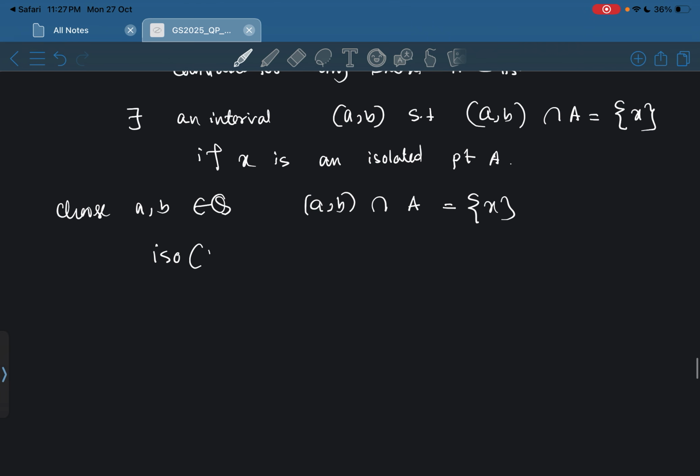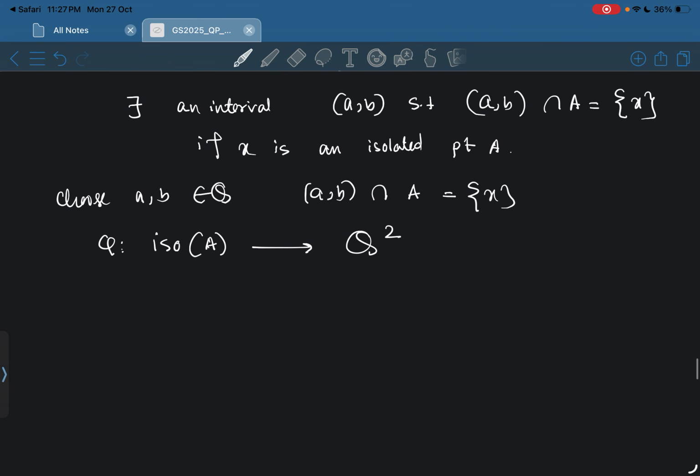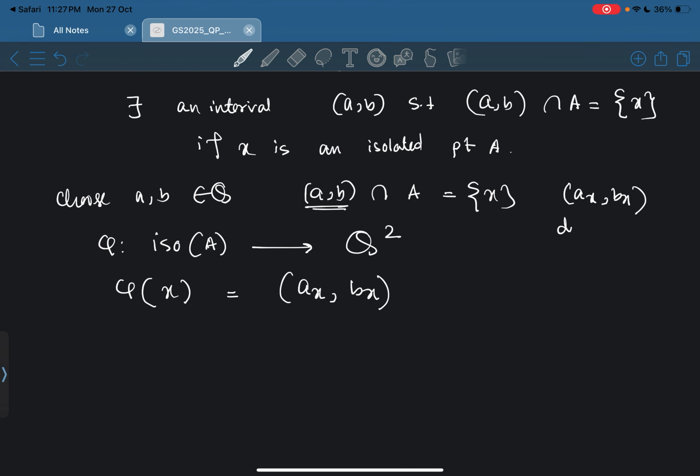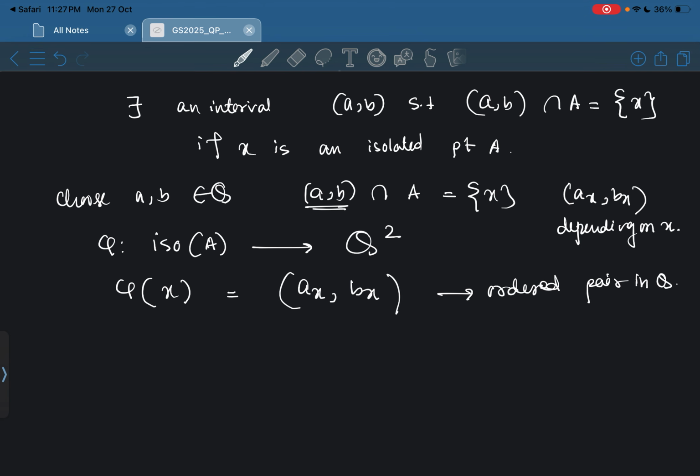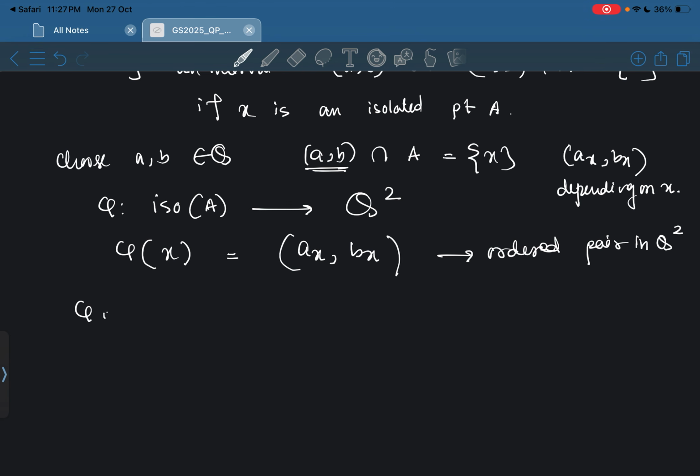So then you can define a map from the isolated points to Q squared. You can define phi of any point x equal to (a_x, b_x). Okay, I think it is better to write this interval as (a_x, b_x), because it depends on little x. It's an ordered pair (a_x, b_x) in Q squared. Okay, and show that phi is injective.